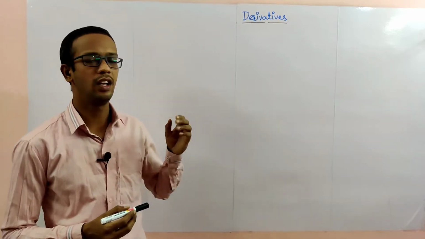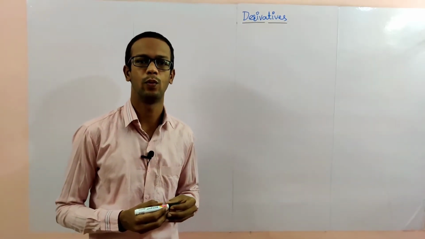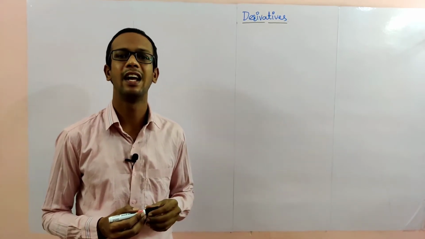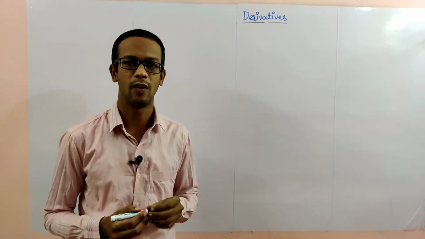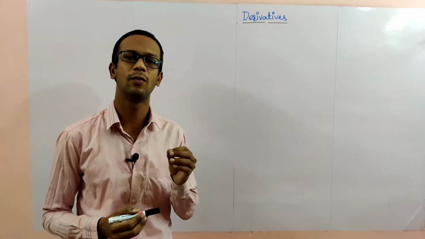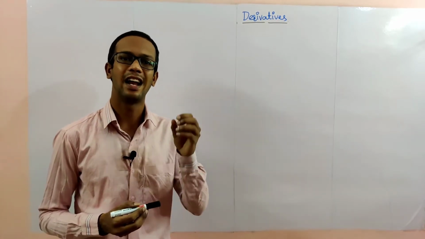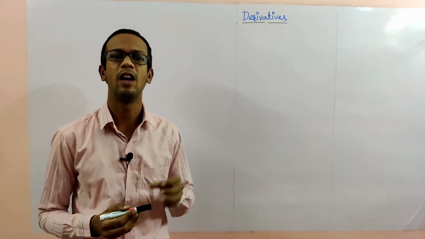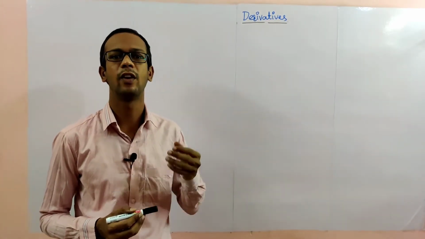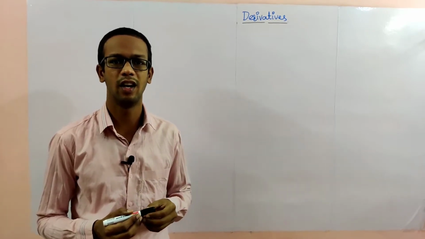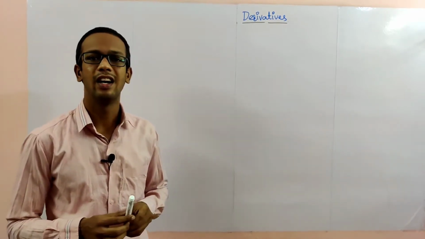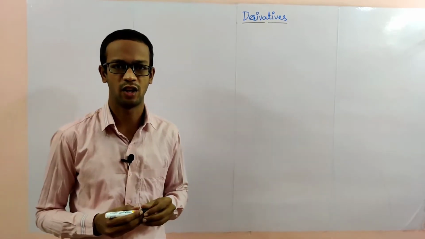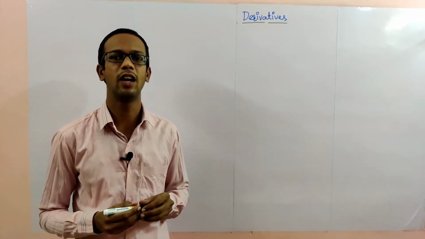So now you can see, first of all, what is the derivative? Derivative is nothing but the rate of change of a function. Already in your physics you learned this: rate of change of displacement with respect to time is velocity, and different variables like that. Here, derivative is nothing but the rate of change of a function.